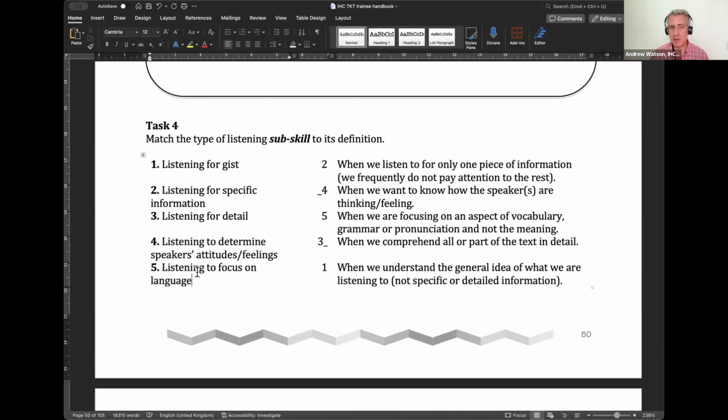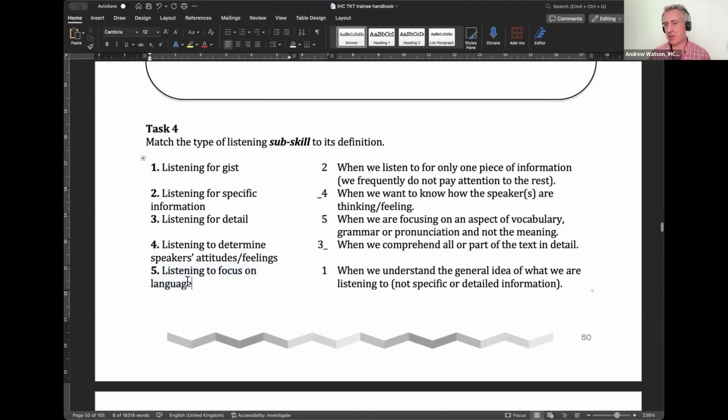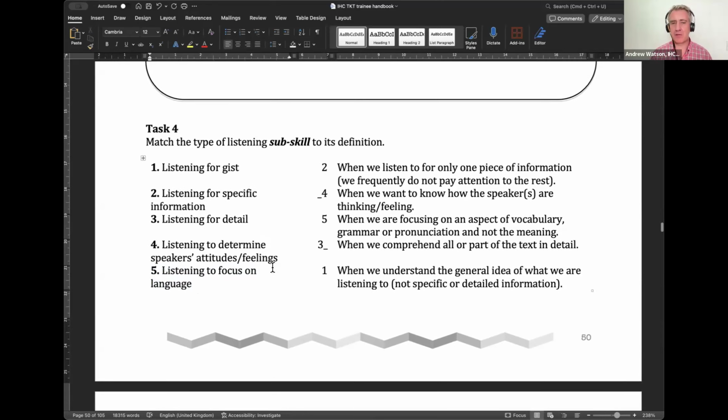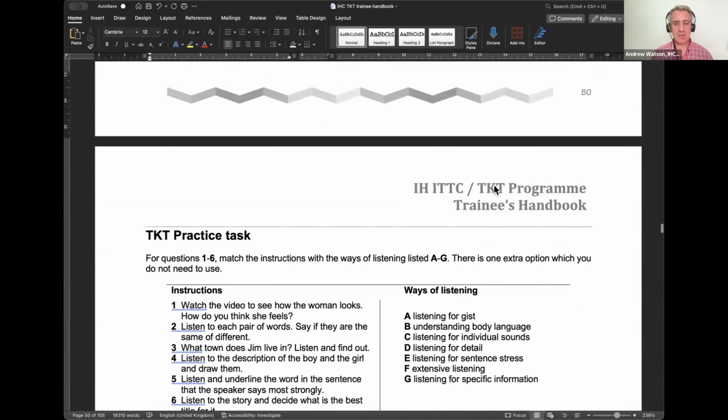But this isn't really, truth be told, a listening skill. It's more like a thing that teachers do with students. So it's more like a pedagogical listening. It's a teaching listening to focus on language. So we usually save that for grammar and vocabulary lessons when we're using a text to introduce some language later on. Does that make sense?